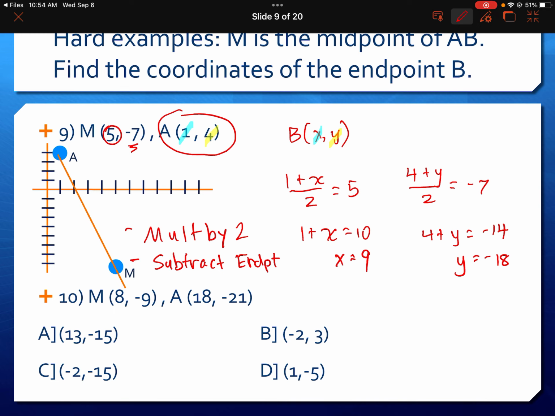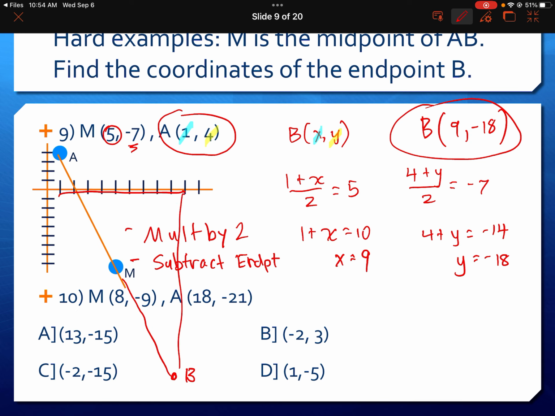Okay, so where does B live? B lives at 9, negative 18. And that makes sense. Remember when we had this guy extended, if B lives down here, that means it's 9 units right, 18 units down. I'll erase that because that looks kind of messy, but it was a good visual. You got the idea.